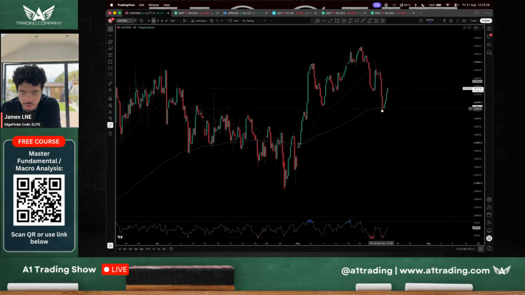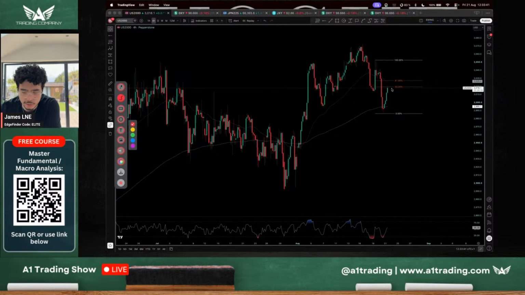We did use the 200 here as a bit of support. So, how can we approach this? Fib from the high to the low. I would say if we can see the Russell rejecting this fib level and end up closing back below with a bearish engulfing candle or just a bearish candle, it could be worth maybe taking a bit of a small attempt and just seeing how it goes.